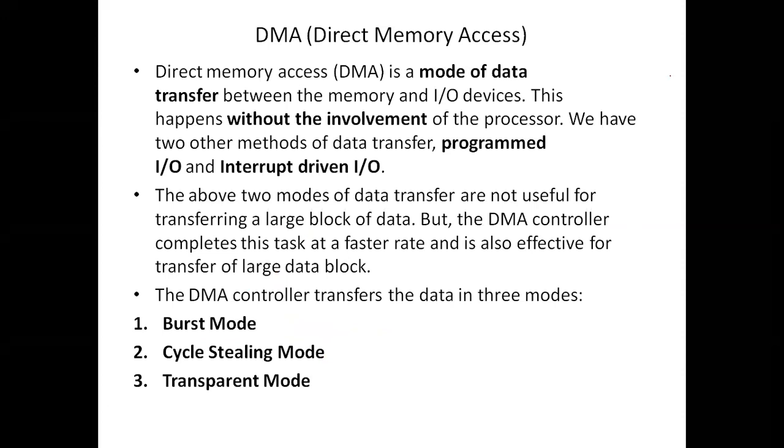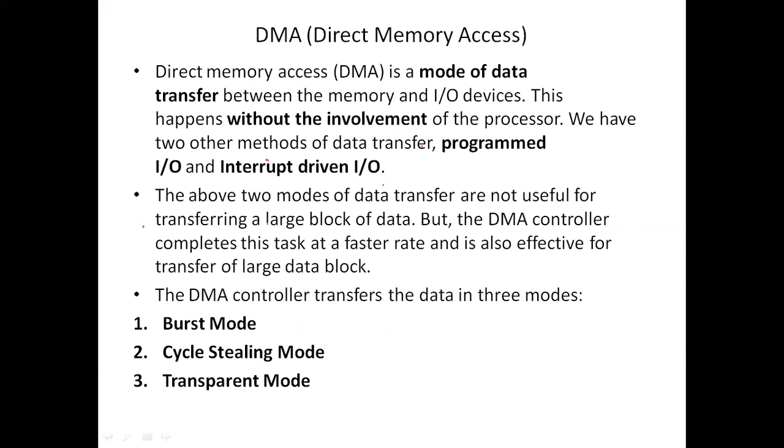So direct memory access is a mode of data transfer between the memory and the IO devices, right? The three modes are programmed IO, interrupt driven IO, and DMA. What is the drawback of programmed IO and interrupt driven IO? They can't transfer a bulk amount of data. But the advantage of DMA is that it can transfer a bulk amount of data between the memory and the IO devices without the involvement of the processor. So that is how DMA is more useful.